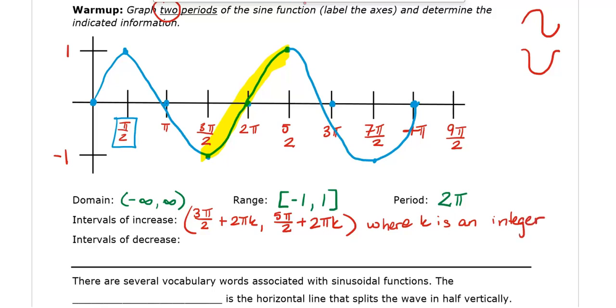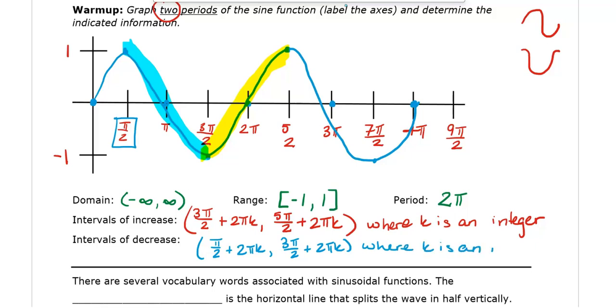All right, intervals of decrease. So decrease. Where am I decreasing? If I was to put that ball on the top of my graph right there, it would roll down. So it's decreasing right there. And that would be from pi over 2 plus 2 pi k to 3 pi over 2 plus 2 pi k, where k is an integer.